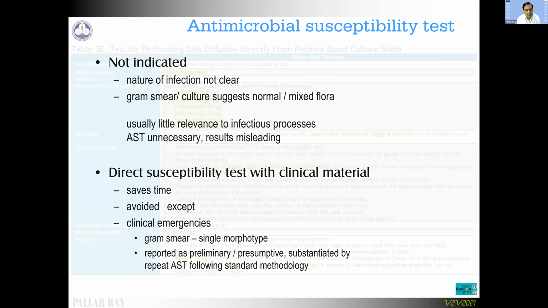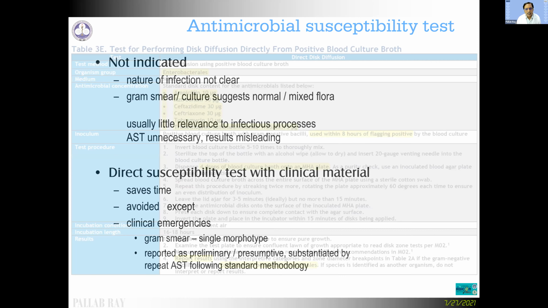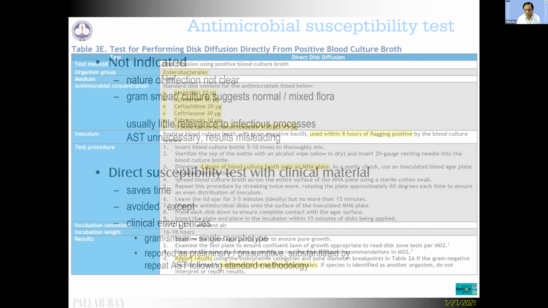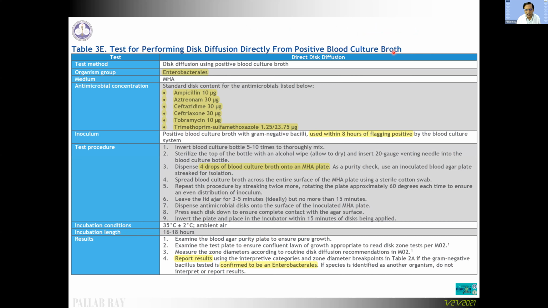And truly speaking, if you look at the latest CLSI guidelines, they have included the test for performing disc diffusion directly from positive blood culture broth, that means bottles. But remember that till now, it's limited to Enterobacterales and no other groups of organisms. It's limited to only 6 antibiotics and not more than that. And then it should be carried out within 8 hours of the bottle flagging positive. And the detailed methodology is given here.